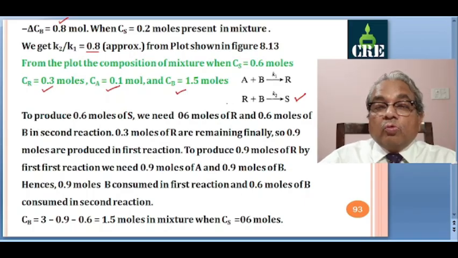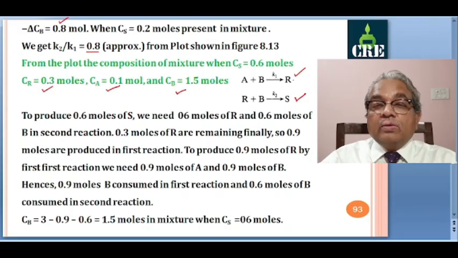So 0.6 are required here and 0.3 are remaining. Means 0.9 moles of R must have been produced in the first reaction. So to produce 0.9 moles of R by the first reaction, you need 0.9 moles of A and 0.9 moles of B. So 0.9 moles of A consumed, 0.1 is remaining. You need 0.9 moles of B also.